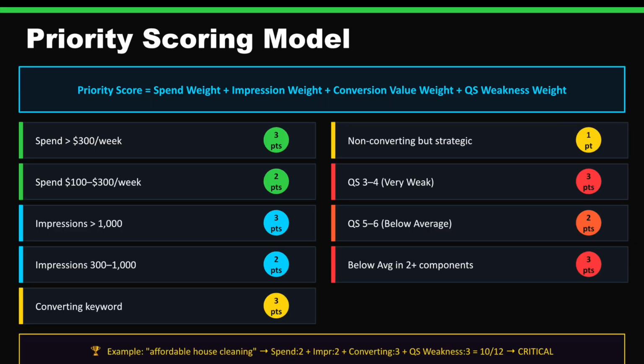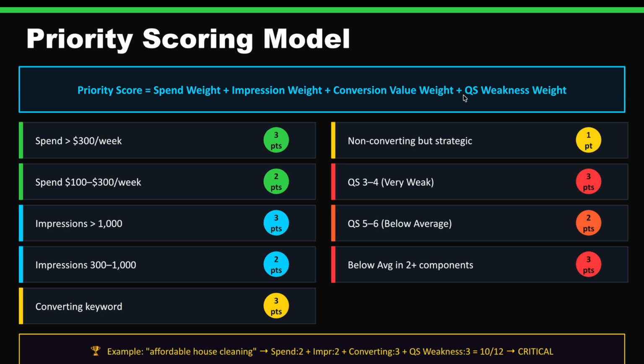When you are managing multiple accounts or a large account with many keywords, you cannot spend equal time on everything. So you need to know what to work on first, and this scoring model helps you do that. Read the formula at the top. Priority score equals spend weight plus impression weight plus conversion value weight plus quality score weakness weight. Four things.